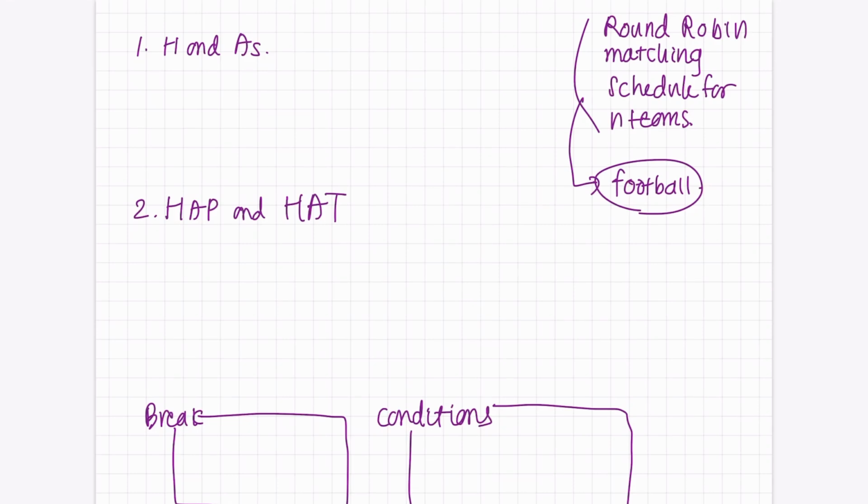Hi, now this is a video on how to produce a round-robin matching schedule for n number of teams, and the sport that we're going to be talking about here is football. Now, as you may or may not know, football is a sport that's comprised of home games and away games.